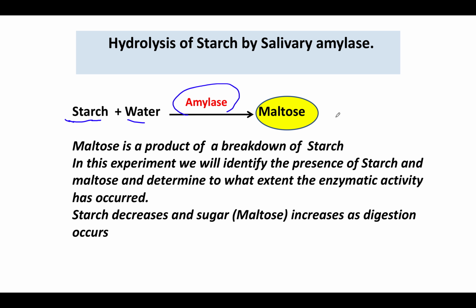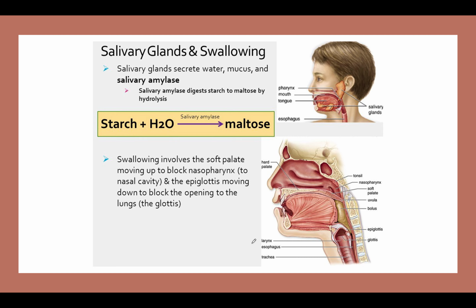As we will see in the experiment, if the starch decreases, it means that the starch is being digested into maltose, so the maltose is going to increase. So we have to detect the starch and detect the maltose, and for that we need special detection methods. They are special chemicals, or special reagents.